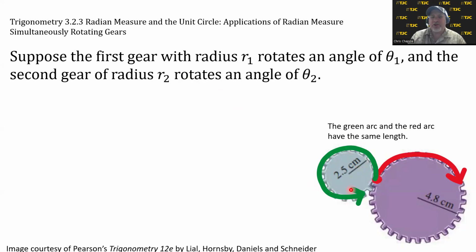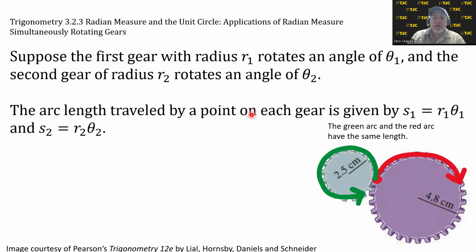Let's suppose the first gear has a radius of R1. I know it says 2.5, but we're being generic. And the first gear rotates an angle of theta 1, and the second gear of radius R2 rotates an angle of theta 2. The arc length traveled by a point on each gear is given by S1 equals R1 theta 1 and S2 equals R2 theta 2.